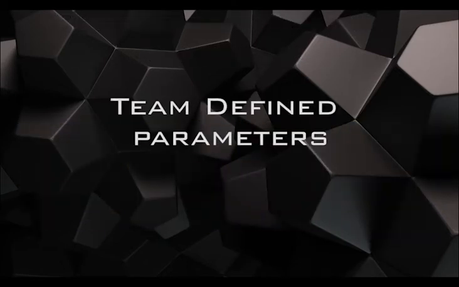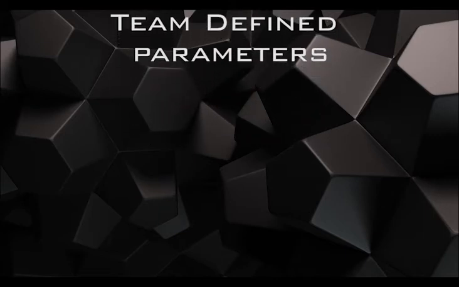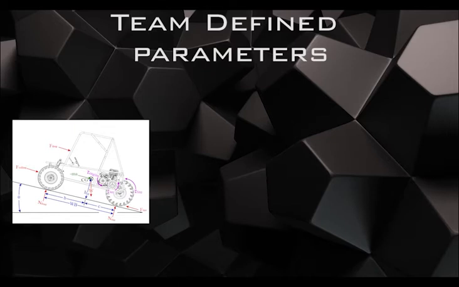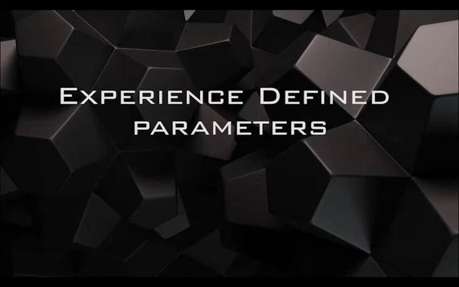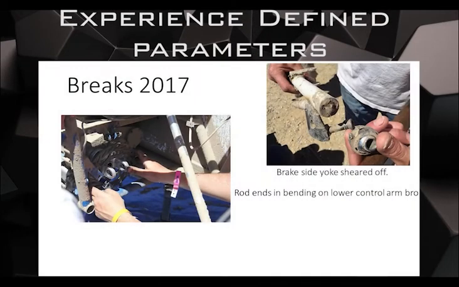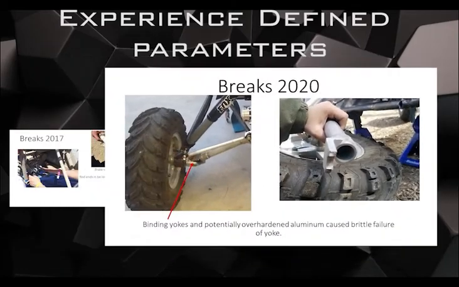Once the rules have defined some of the requirements, other requirements are set by team goals. These can include our ideal weight of the vehicle, top speed, and our 100-foot and 300-foot acceleration times. We also look back at past vehicles and determine what worked and what didn't work on those vehicles. This further defines the parameters.